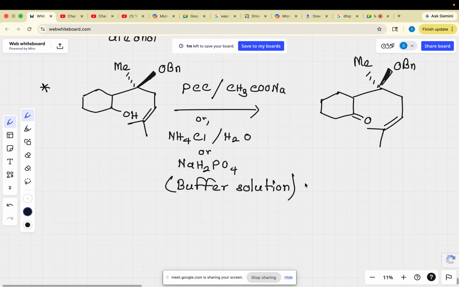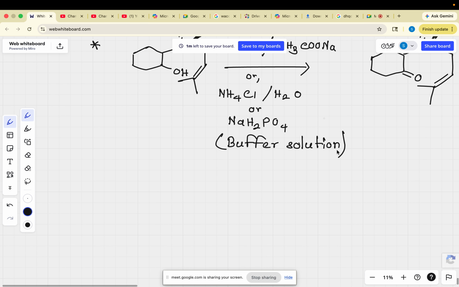Just make it a double bond O. That's it. The secondary alcohol will convert to your ketone compound. Okay, done. Yes, sir. That's it.